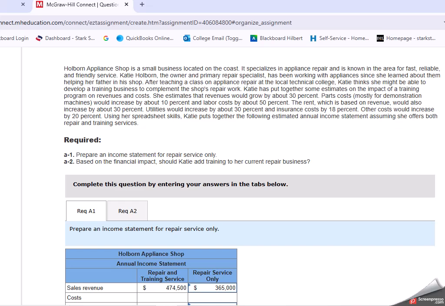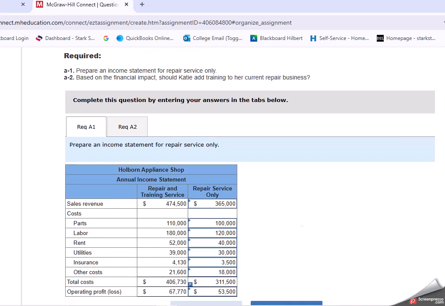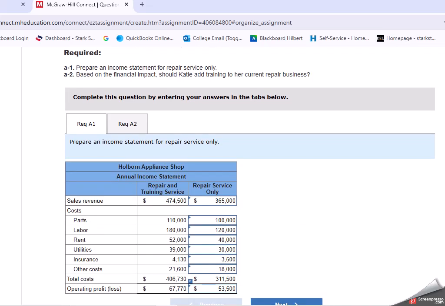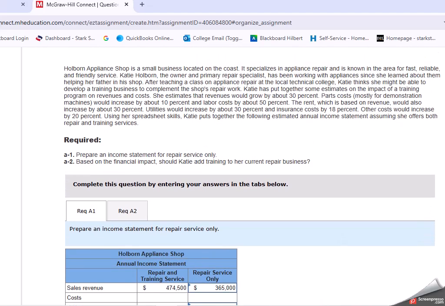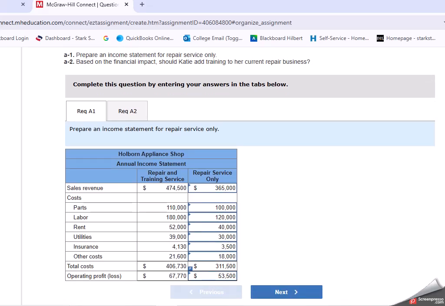The labor goes up by 50%. So again, take the 180,000, divide that by the 1.5, and that brings that down to 120. The rent is going to increase by 30% and the utilities by 30%. So then the 52,000 divided by 1.3 gives us the 40. The 39,000 divided by the 1.3 gives us that 30.